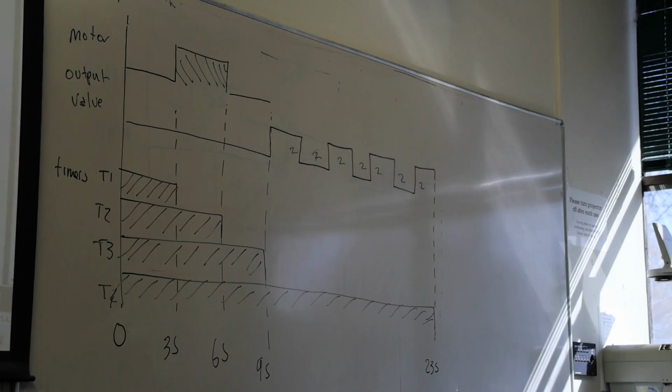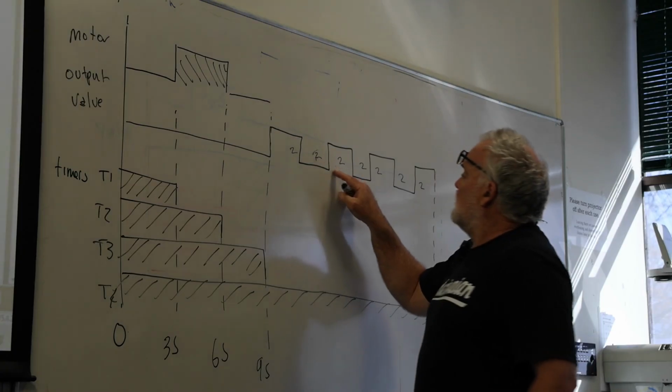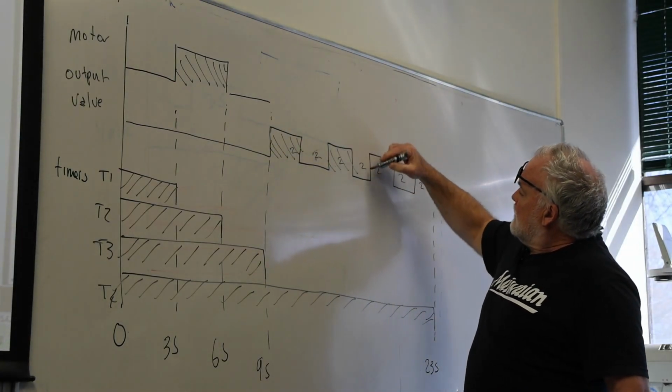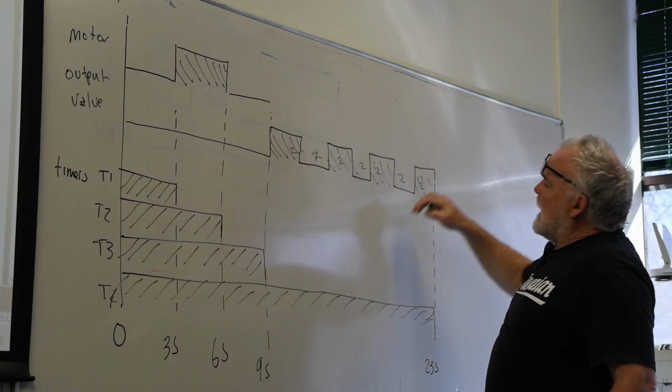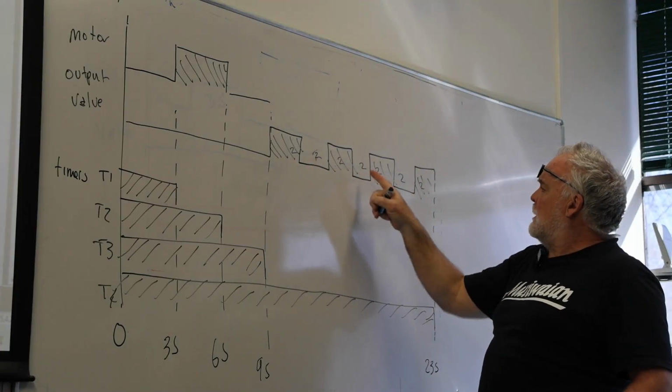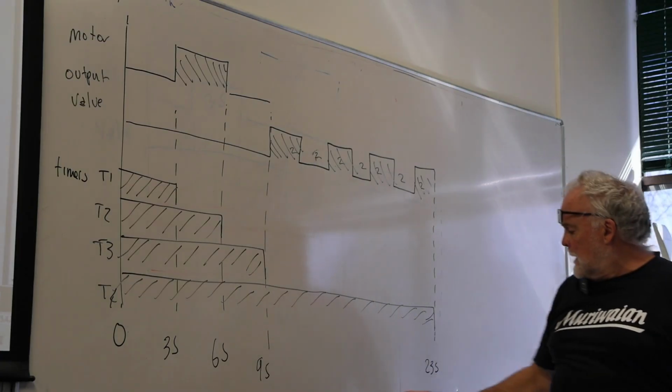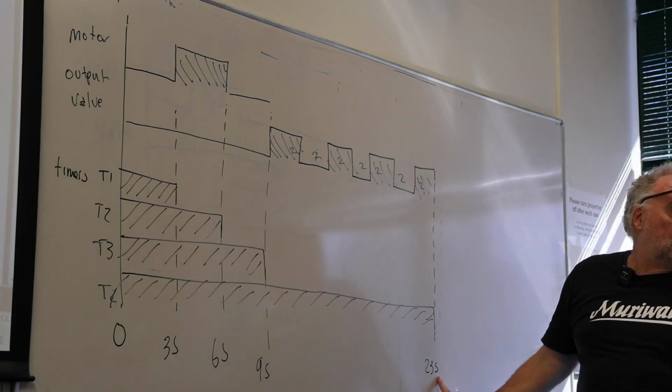Do it 4 times, eh? 2 seconds each one. So I drew that here. 2, 2, 2, 2. These are coming on. I added all these up. 2 plus 2 plus 2 plus 2 plus 2 plus 2 plus 2 comes to 14. So I made a timer out to here for 23 seconds, okay?